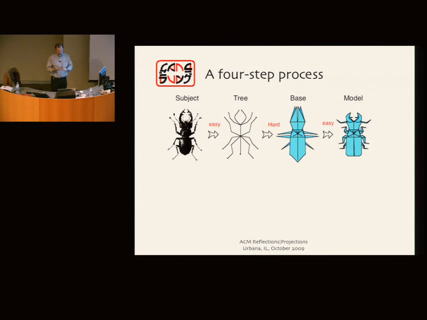Well, I want to know how many flaps there are, how long they are, how they're connected to one another. The simplest description that conveys that information is a stick figure or a tree graph. And so I draw a tree graph. There's my leg, there's an antenna, there's a jaw. And the tree graph is just a schematic representation of the original subject I've got.